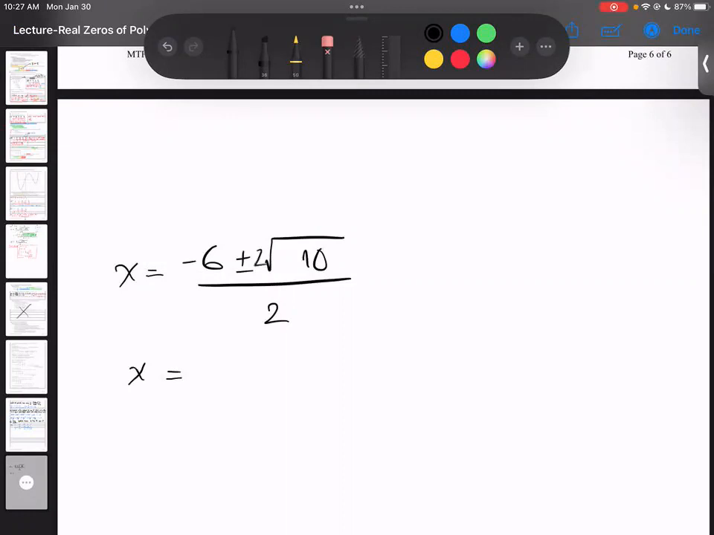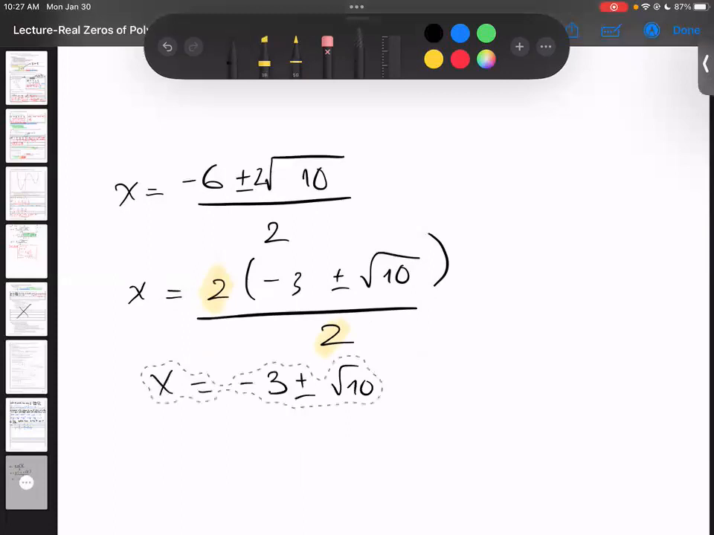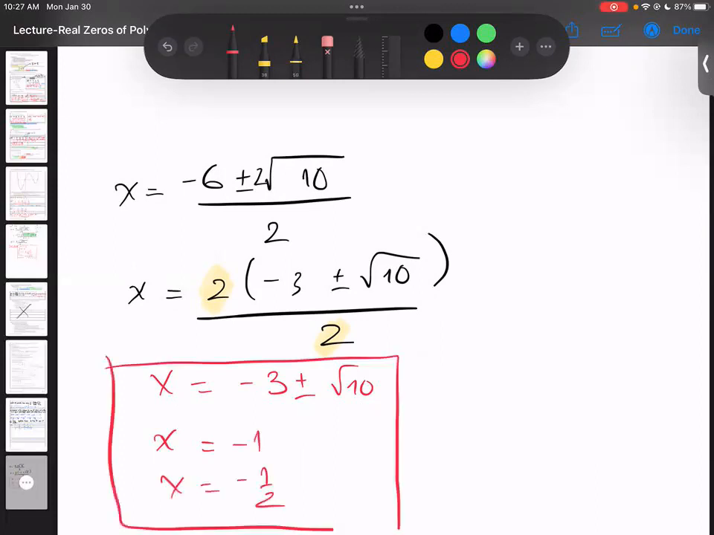Can I factor out the 2? And then you cancel the 2. So you have x equals negative 3 plus or minus square root of 10. And don't forget to write out the other two 0s, which is what? x equals negative 1 and x equals negative 1/2. Then you're done.